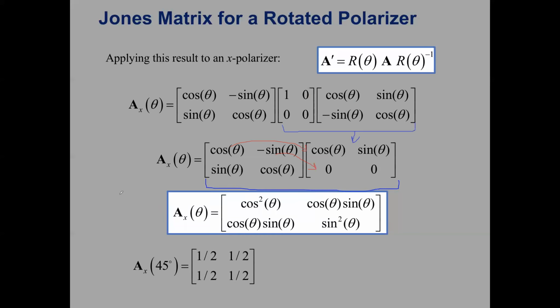So for instance, if we plug in some numbers here, let's say we rotate our polarizer by 45 degrees, so it's polarizing along the 45-degree axis. The matrix that would model that effect when multiplying by a Jones vector would look like this. 1/2 in every element. If you wanted to rotate the polarizer by like 60 degrees, you just have to plug in 60 for theta. So this is a general result for really any polarizer.